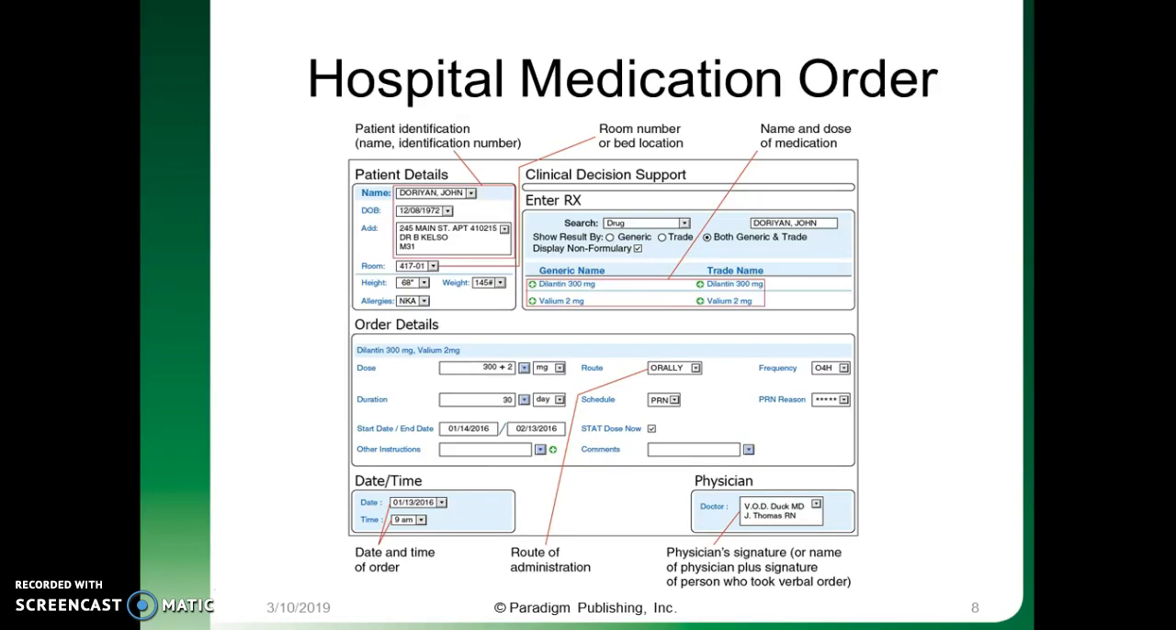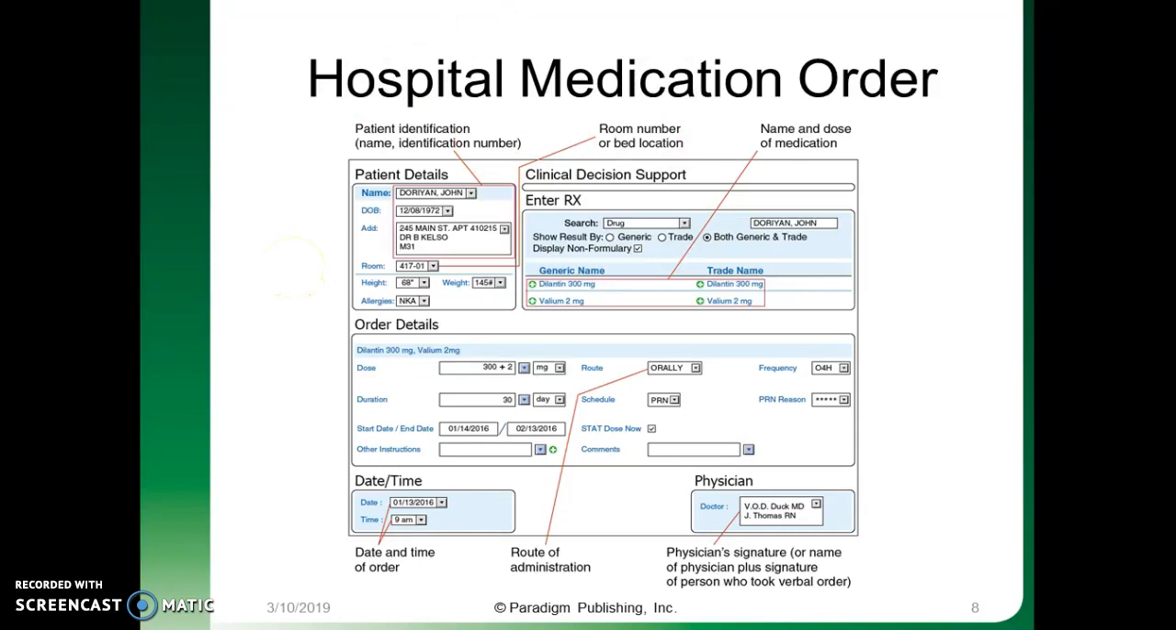In a hospital medication order, you will have the following identification. Like in the retail setting you would have the patient's address, but here you will most likely just have the date when the patient was administered. You'll have the physician who admitted the patient, and you'll have the room number of the patient as well as their account number or MRN number. So here's an example.